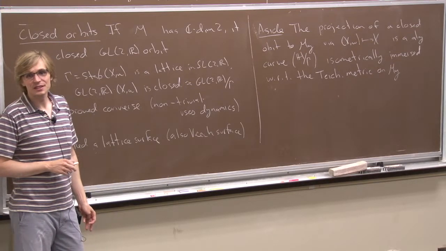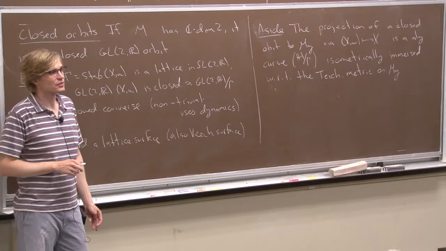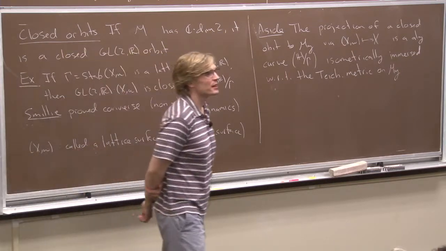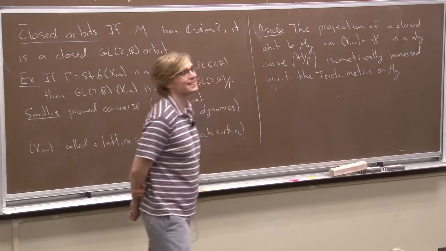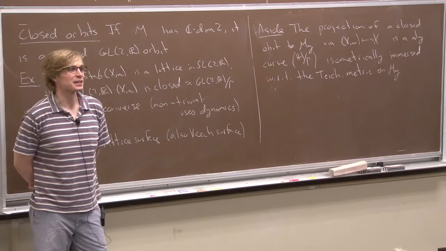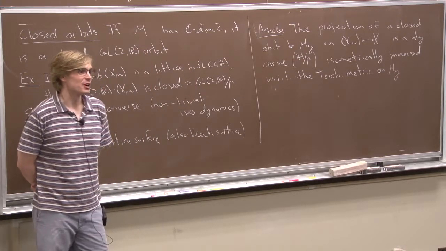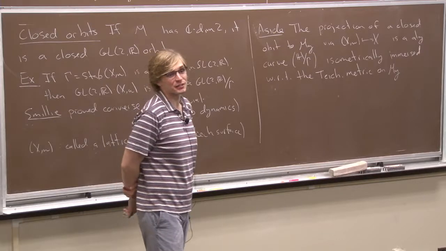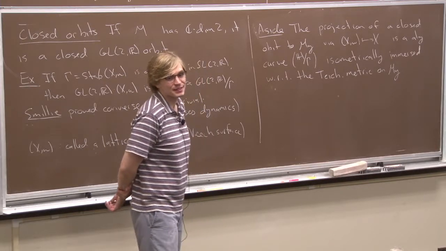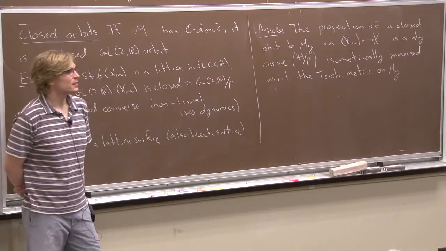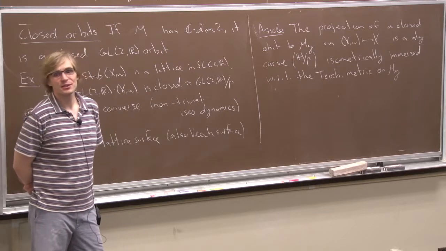Other questions? Can this H-point gamma have more than one cusp? Yes, and it's very interesting how many cusps it has. It always has at least one, remember, because it's not co-compact.